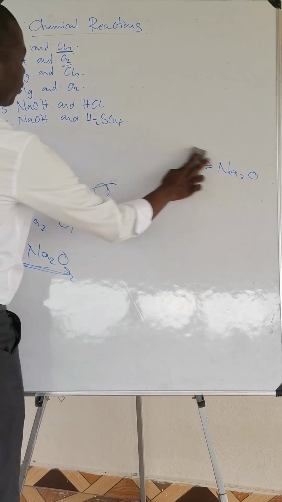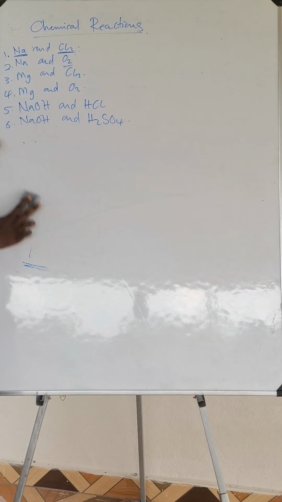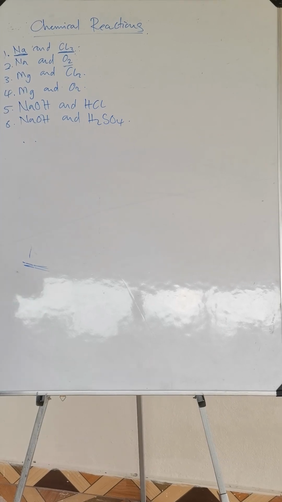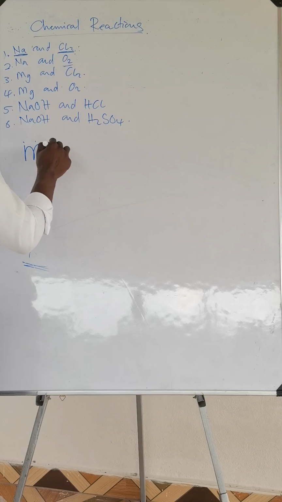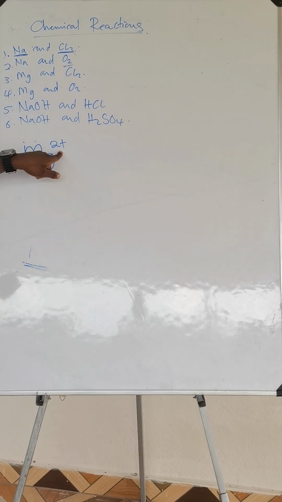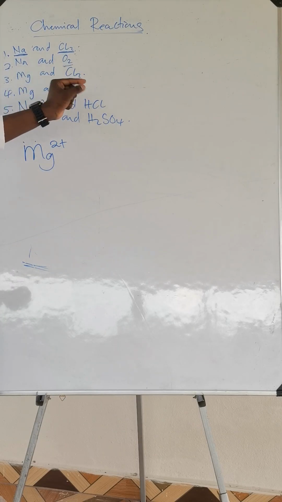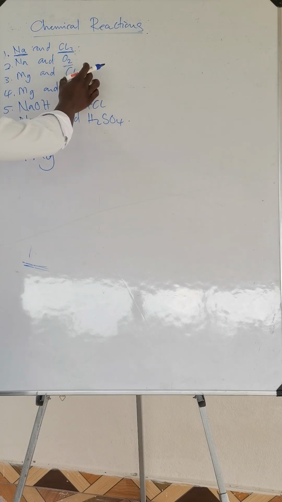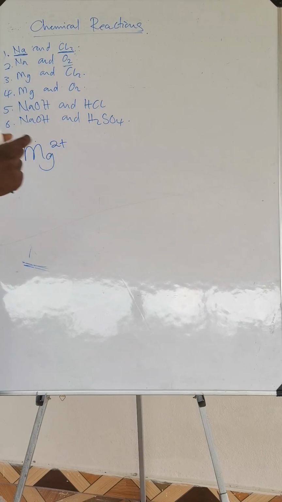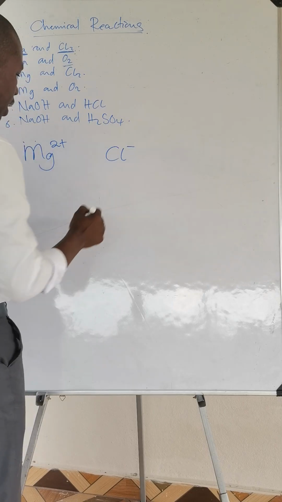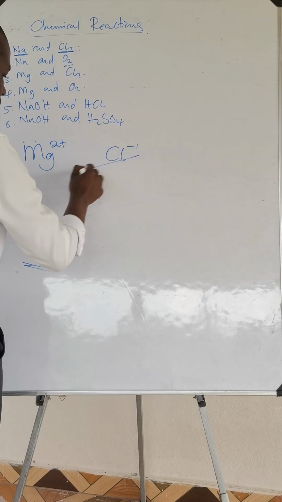Okay, so let's move to the next question, which is number 3. It's magnesium plus chlorine. Magnesium is an element from group 2. It means magnesium loses 2 electrons and becomes Mg2 plus. Then chlorine is an element from group 7, as I told you before. It just needs 1 electron to be stable, so it's Cl minus. Therefore, we just exchange the charges.